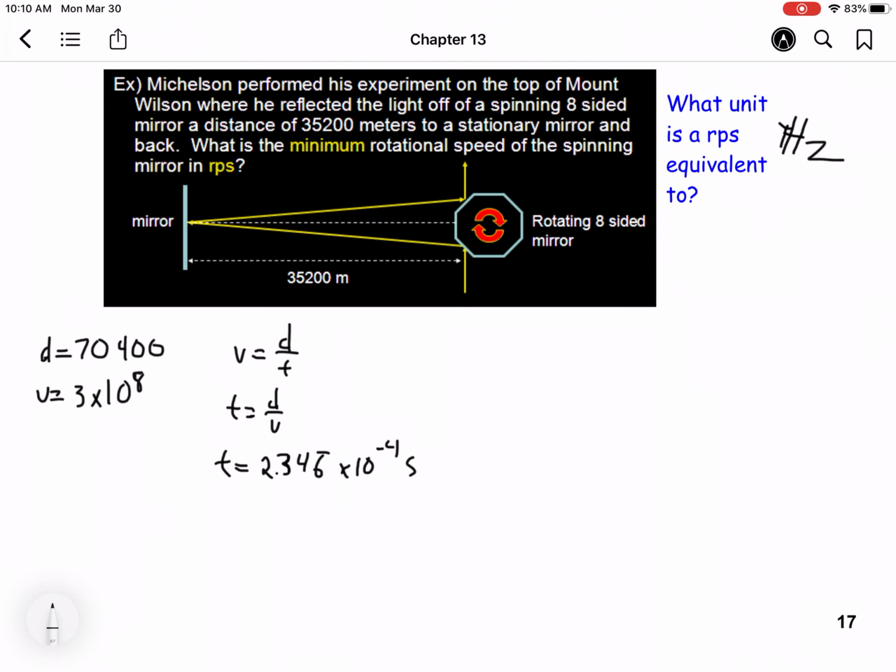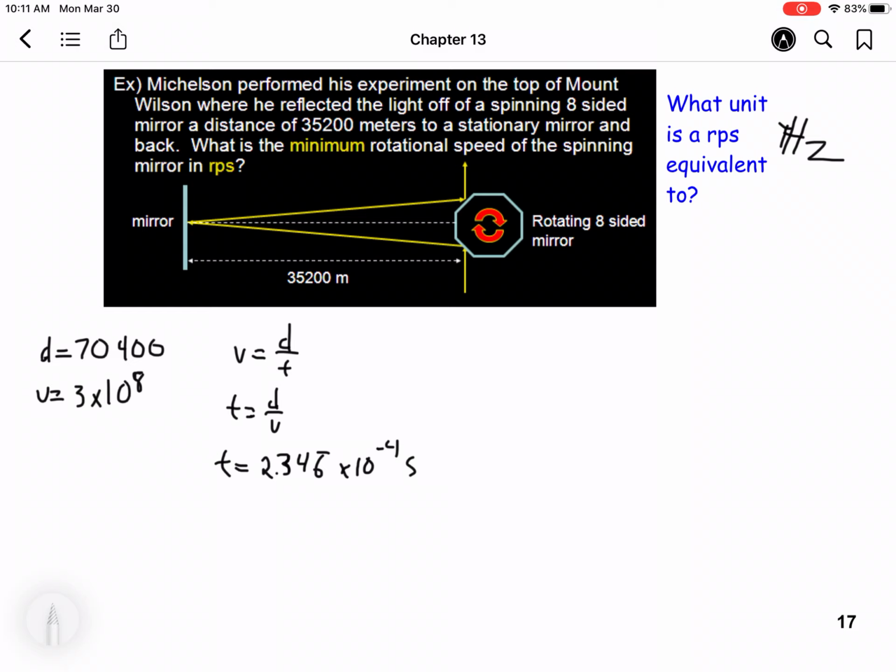So what I went through is I did the distance. The distance is 70,400. We can ignore this distance here, because this is just showing it in a convenient way so we can actually see it. I know you'd have to do trig and stuff, but that distance is actually negligible. So we're just going to say it's a linear distance, straight out and straight back, of 35,000. So he's talking 70 kilometers. We find that light will travel that 70 kilometers in 2.346 times 10 to the negative 4 seconds.